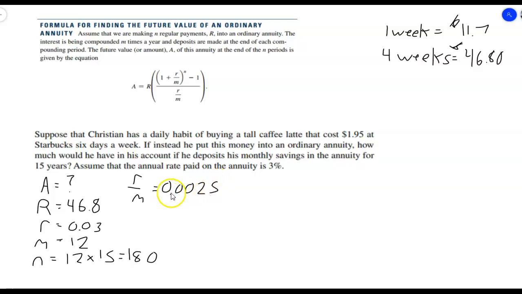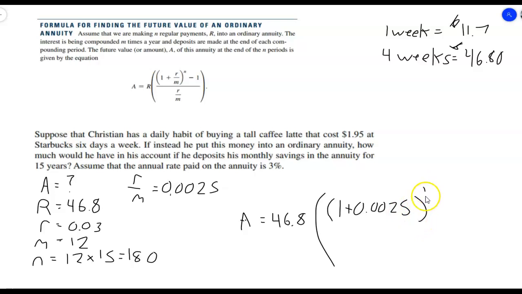So 0.0025. All right, now we're just going to plug this into the formula. So A is going to be equal to R, which is 46.8, times 1 plus R over M, which is 0.0025, raised to the N, which is 180, minus 1, all over 0.0025.